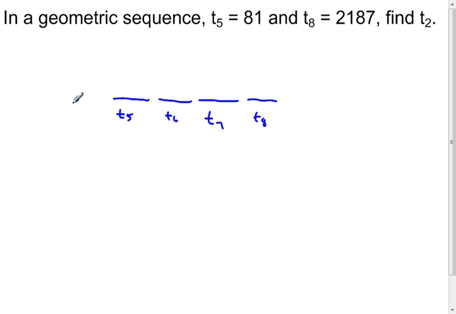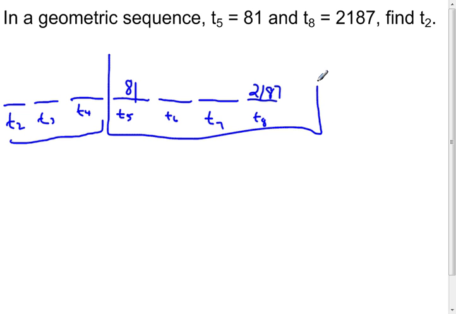So I'm pretty good at number lines. I know that this would be term 4, this would be term 3, and this would be term 2. So we're going to kind of ignore these 3 to start with. We're just going to work with term 5, which is 81, and term 8, which is 2187. So right now, if we just focus on this part, it's exactly what we had just done.